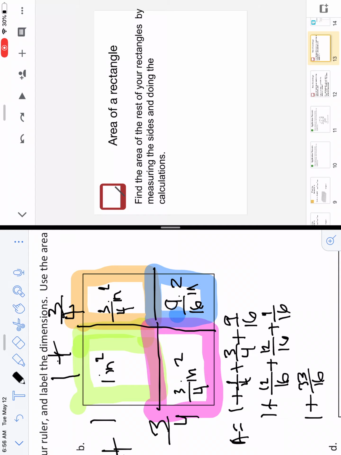and 16 goes into 33 2 times, with 1/16 left over, 2 plus 1. So we have 3 and 1/16 is the area, but we have to label 3 and 1/16 inches squared. Do not forget to label. All right.